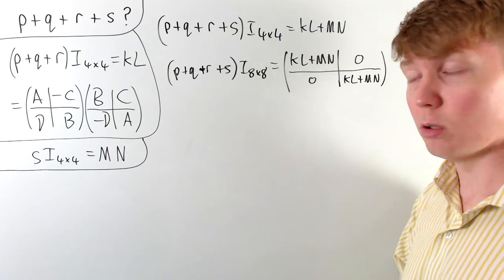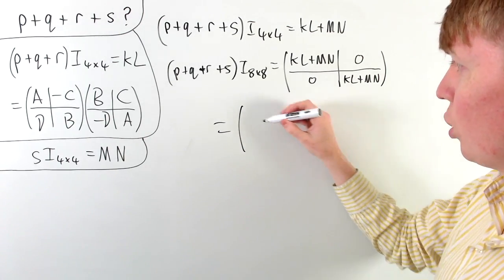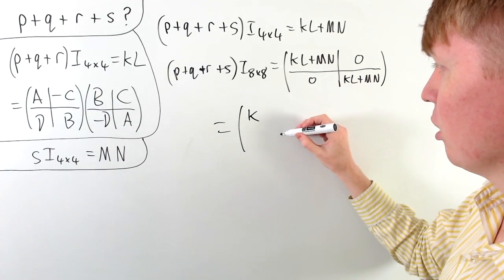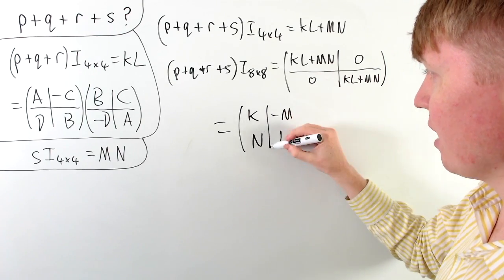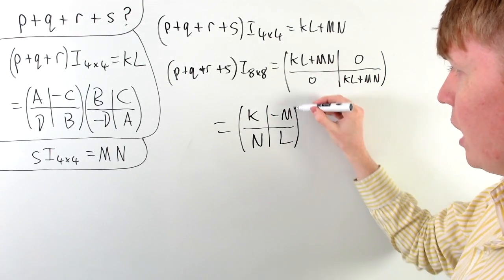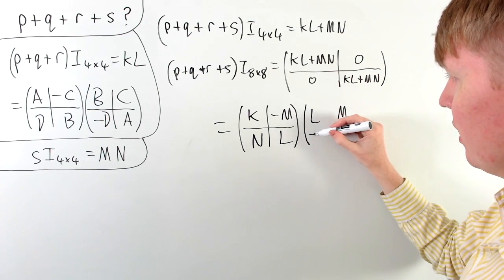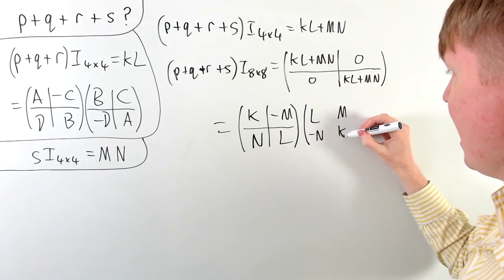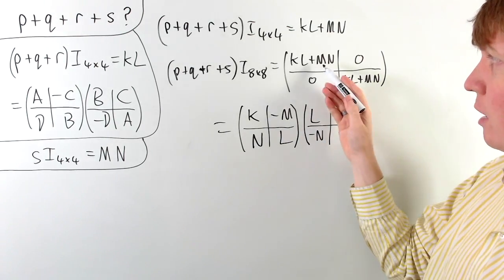So just like before, we'll be able to factorise this into the product of 2 block matrices. We'll have k here, we'll have l here, we'll have negative m here, we'll have positive n here, where this is all a block matrix. And if we multiply this by l, positive m, negative n, and k in the bottom right here, this block matrix, you can check that we'll get our kl plus mn.